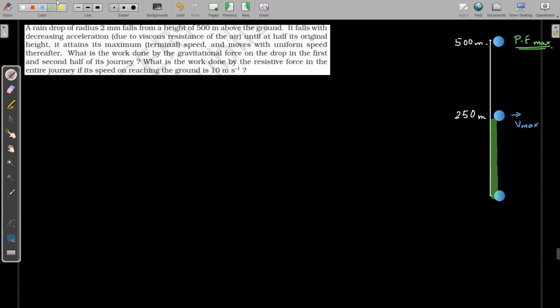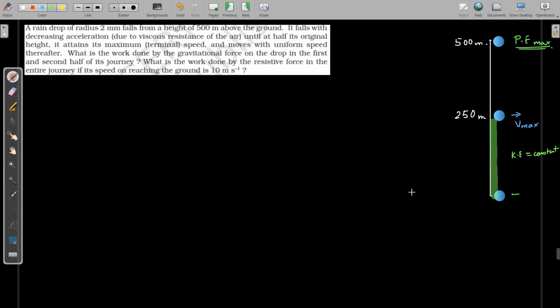Now understand, if the raindrop falls with constant velocity, that means in this region kinetic energy is also the same. Kinetic energy also remains constant. Yes or no? Kinetic energy also remains constant. Now over here, when it reaches this point, it reaches with a particular velocity. What is the velocity with which it reaches?